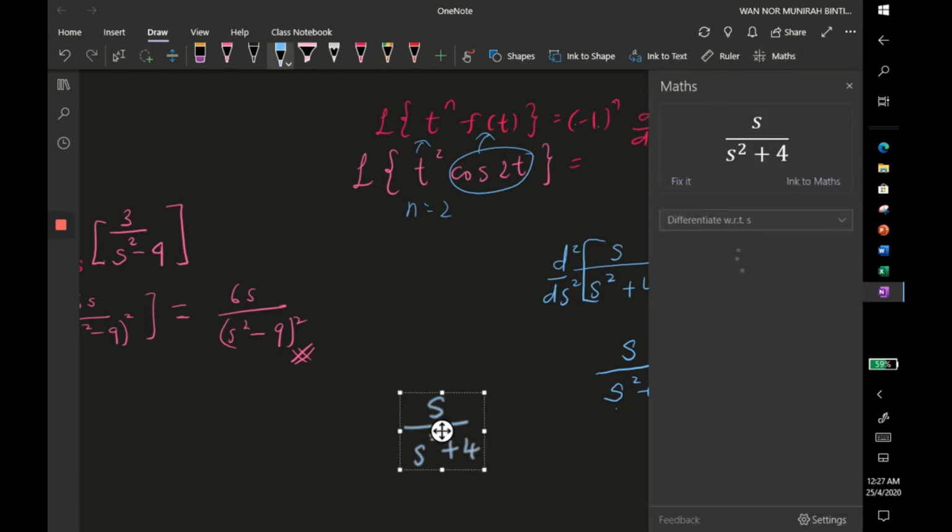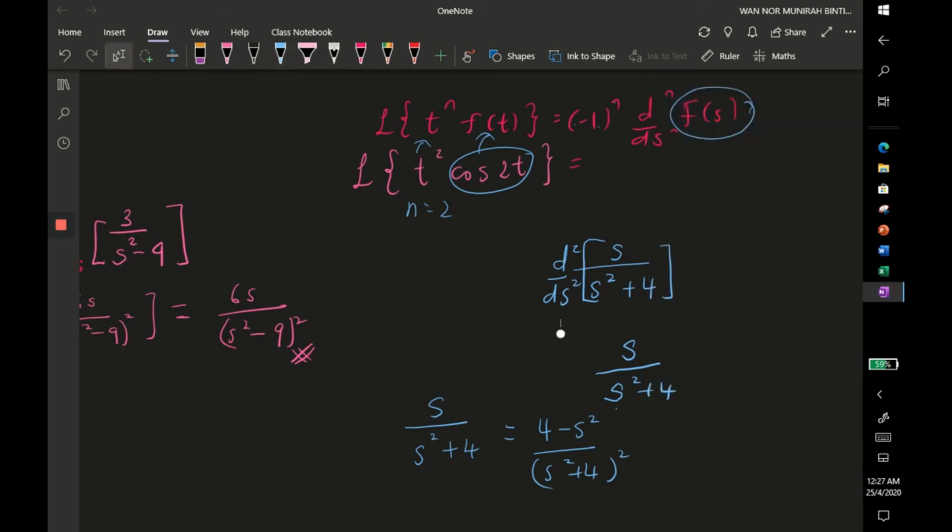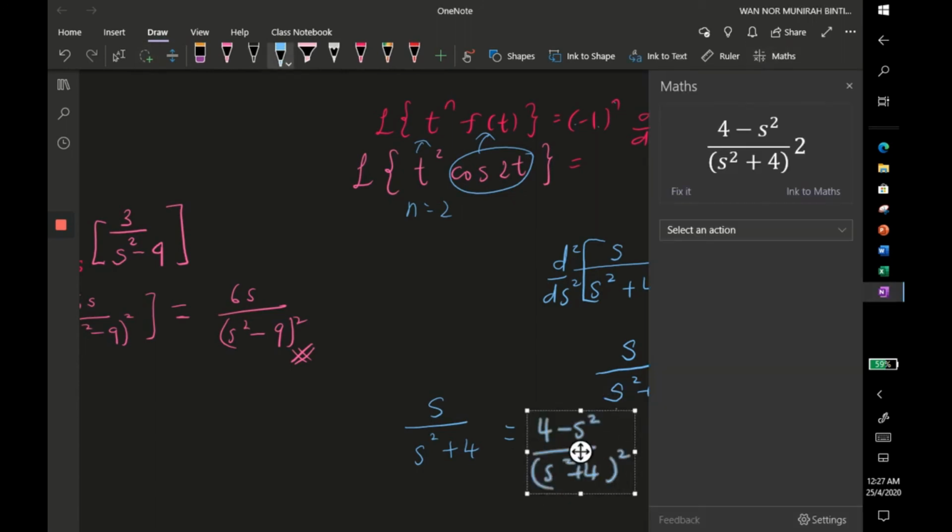So I want to differentiate with respect to s. Okay, so the solution is 4 minus s squared over s squared plus 4 squared. This is only the first differentiation, but for the solution you need to differentiate twice. So what you need to do is differentiate your function here again, because we need to differentiate twice. So that is the solution.